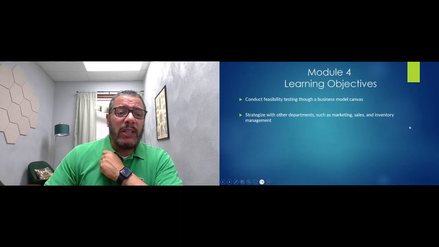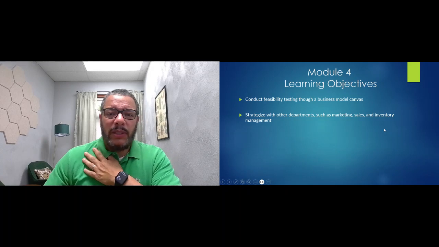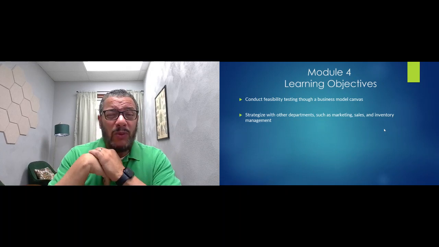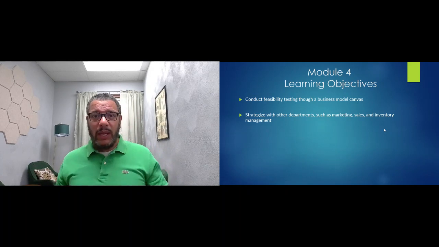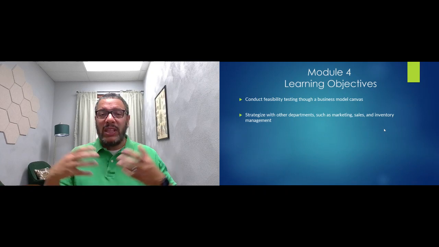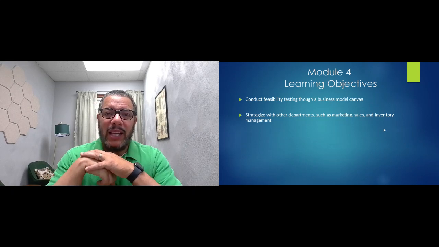The learning objectives for this module are to conduct feasibility testing through the business model canvas and strategize with other departments such as marketing, sales, and inventory management. So what we're really saying is we're going to look at that product that you've been introducing and developing, and we're going to talk about who we really think we need to coordinate with, and what we really need to do in order to make this thing happen.